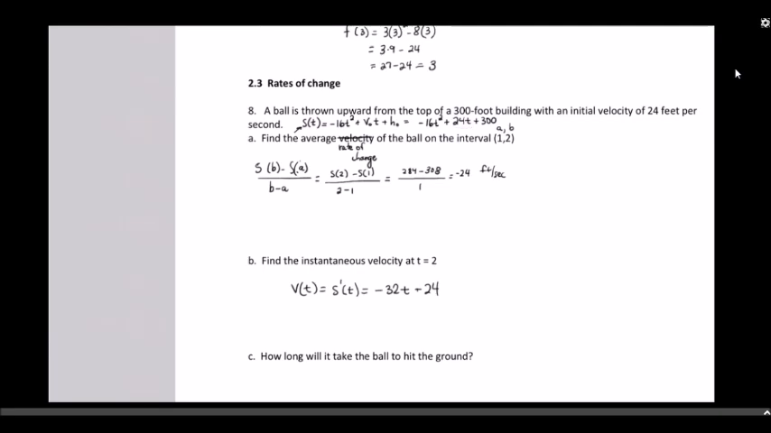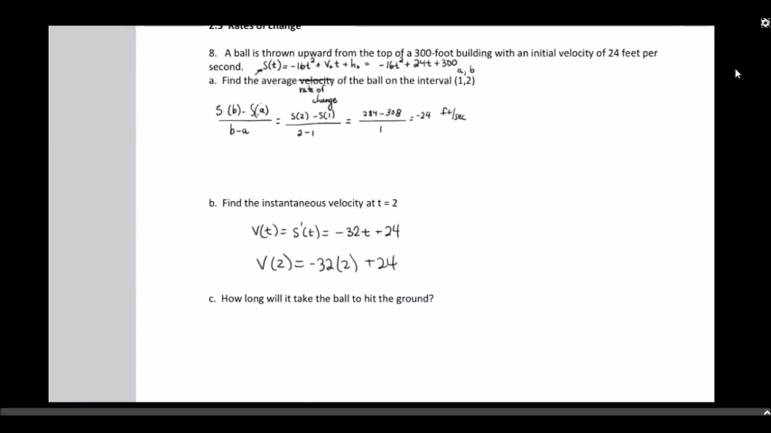Now the instantaneous velocity, specifically at time t equals 2, is going to be negative 32 times 2 plus 24. It's negative 64 plus 24.